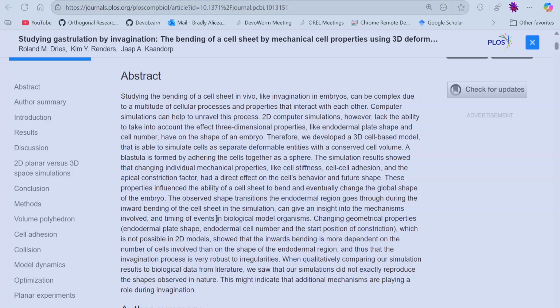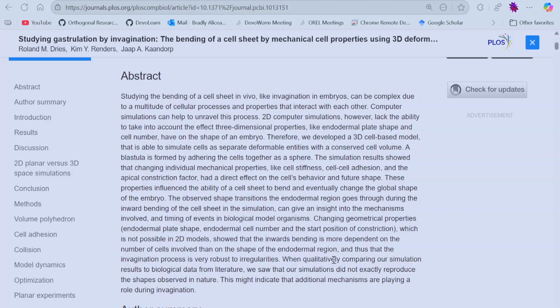Changing geometrical properties, and they give a number of examples here, which is not possible in 2D models, showed that the inwards bending is more dependent on the number of cells involved than on the shape of the endodermal region, and thus that the invagination process is very robust to irregularities. So this means that the invagination process is usually regular across embryos and unfolds in a predictable way, and it's because it's robust to these irregularities.